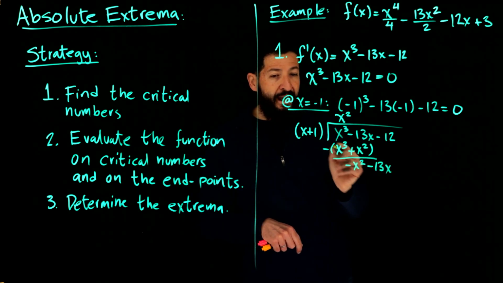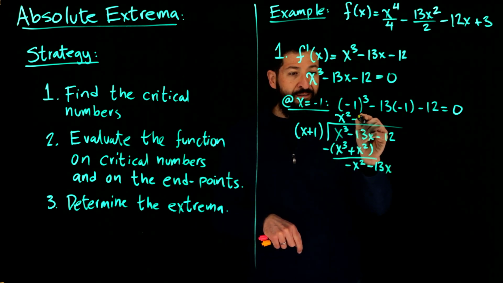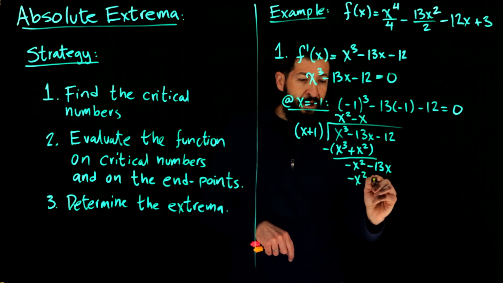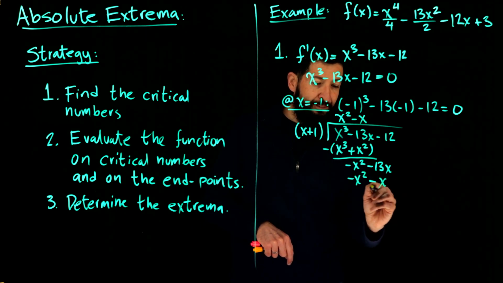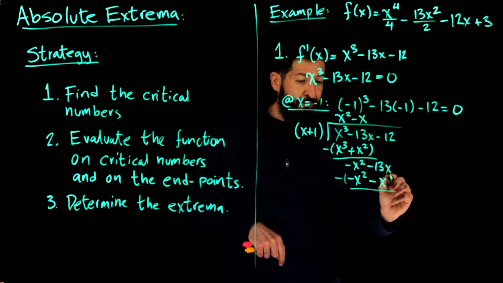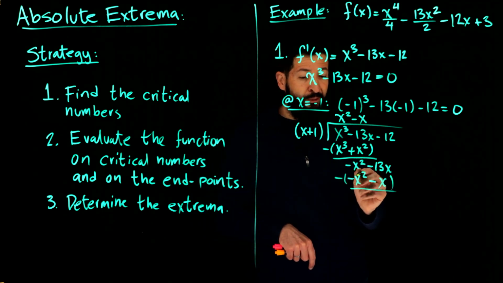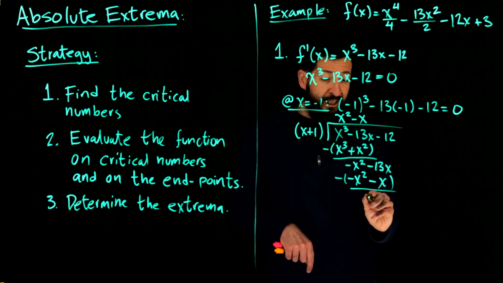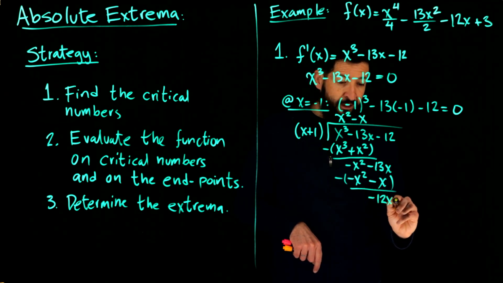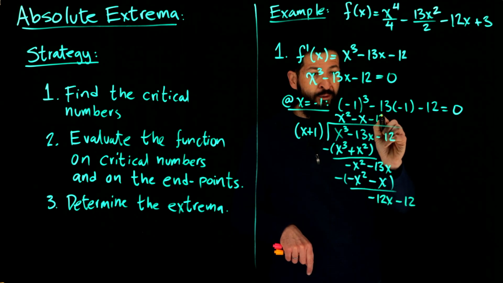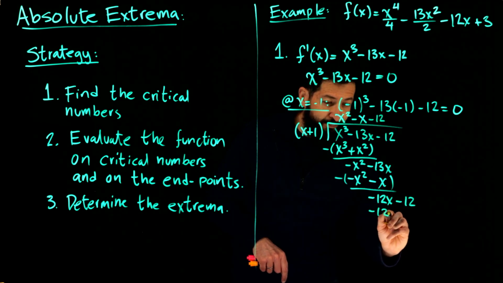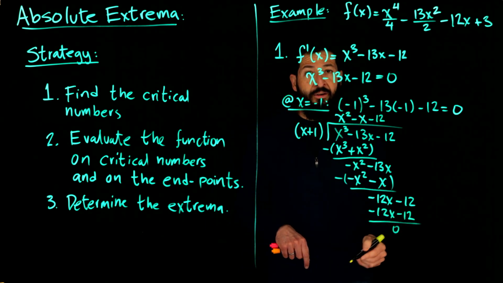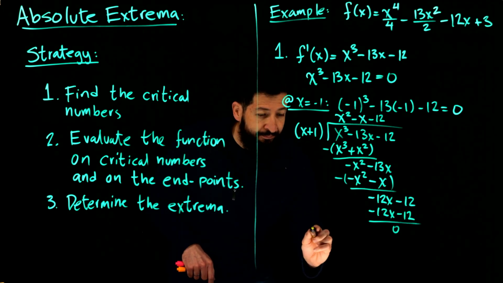So now how many x's can I fit in x squared? Well, I need negative x, well, negative x squared, I suppose. So negative x, I get negative x squared minus x. So when I subtract it all off, I get negative x squared minus negative x squared is plus x squared, so cancels. And then negative 13 minus negative, so plus, you get negative 12x minus 12. And then you just have minus 12 here, which gives you 0.